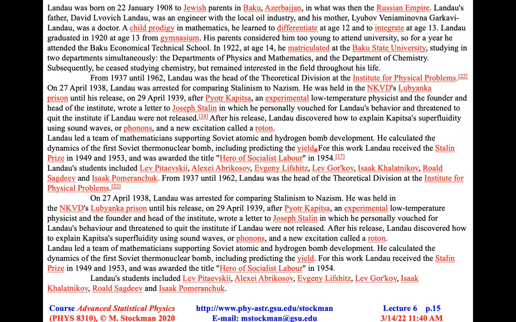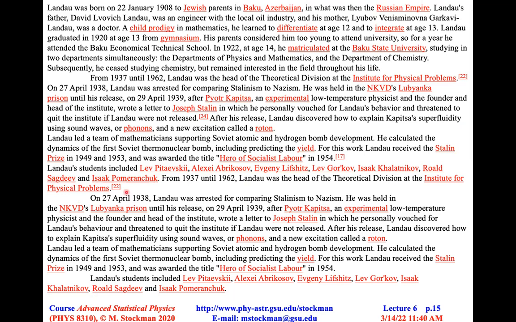In 1949, the Stalin Prize was the highest prize for work, and the highest award was Hero of Socialist Labor, Герой социалистического труда in Russian. He had famous students: Pitaevsky, Abrikosov, Lifshitz, Gorkov, Khalatnikov, Sagdeev, and Pomeranchuk. Of them, actually Roald Sagdeev was a director of the plasma division in our Institute of Nuclear Physics when I worked there.